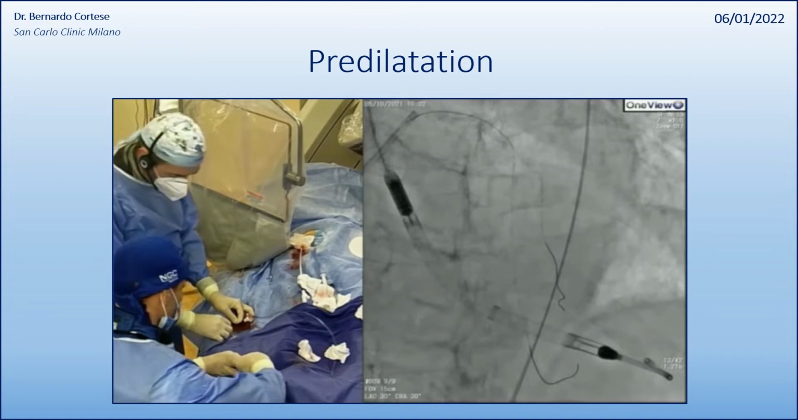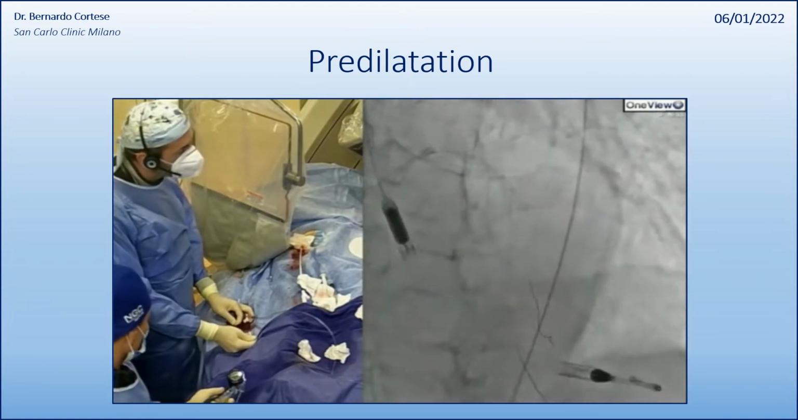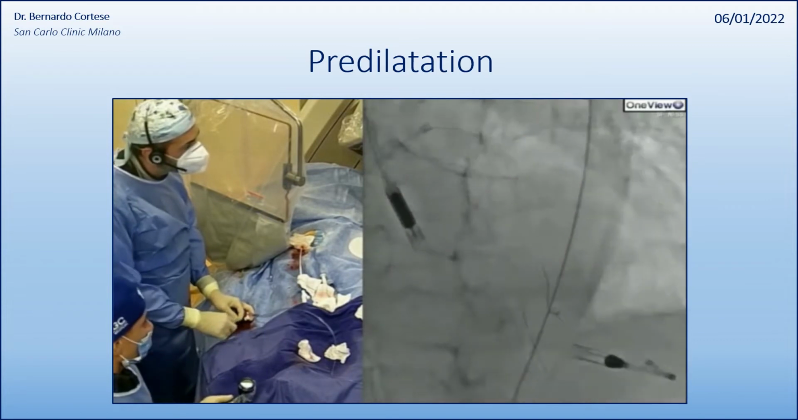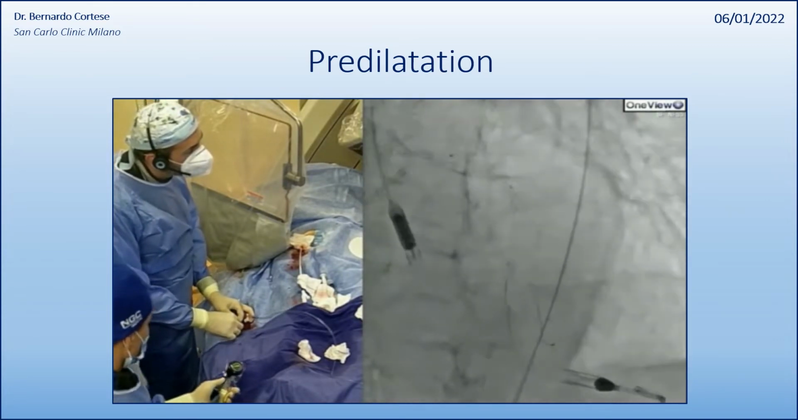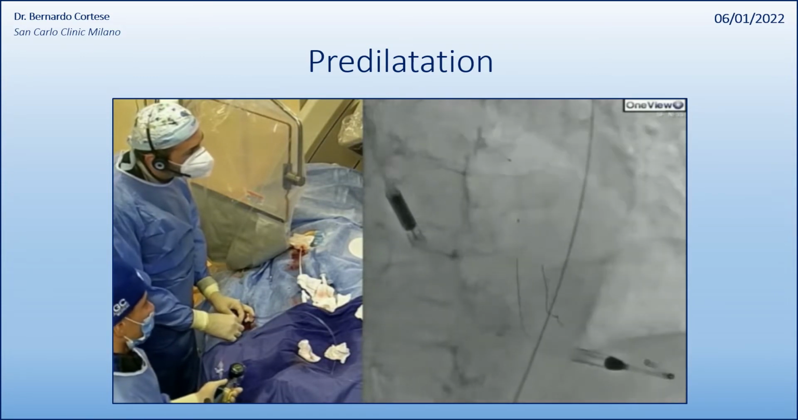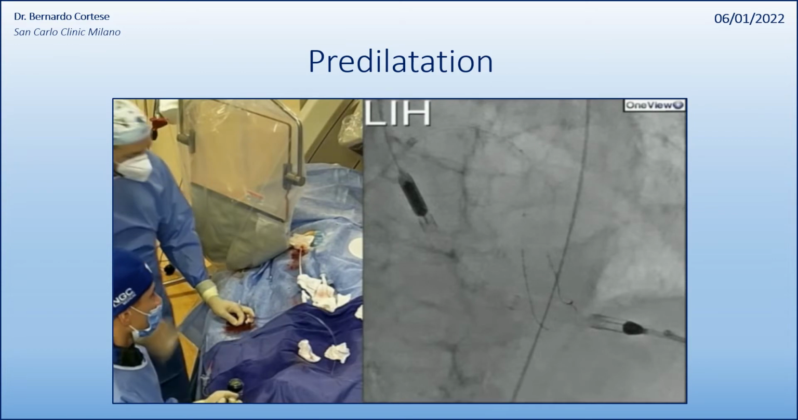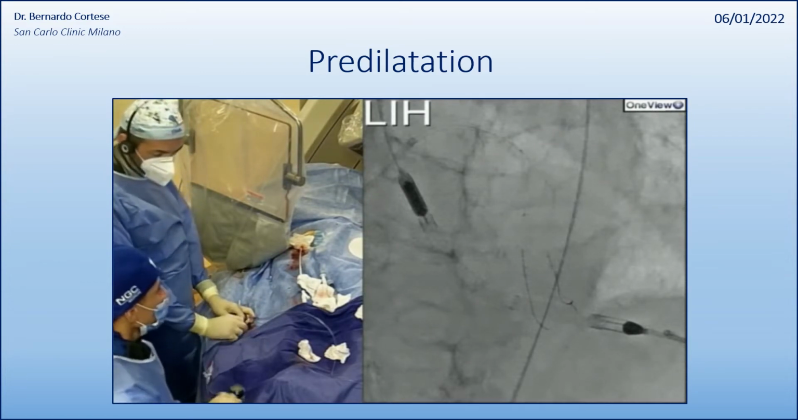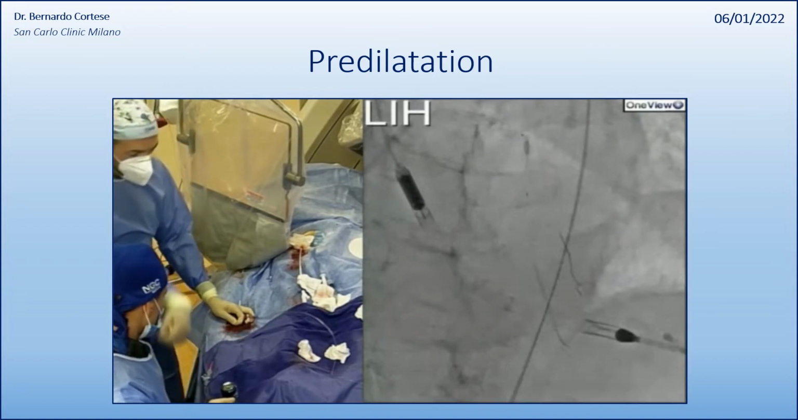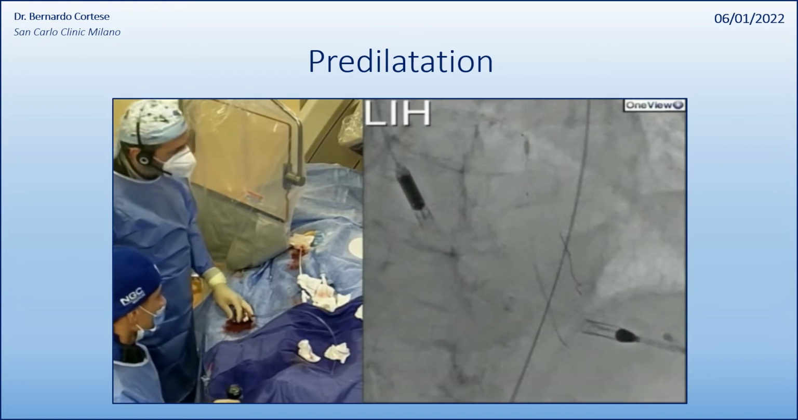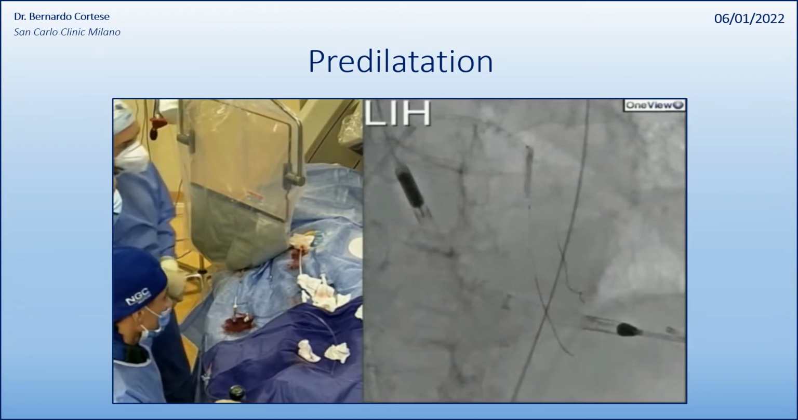So the problem, Bernardo, is that this patient is a high bleeding risk patient, because this bifurcation would probably be treatable at best with a 2-stent strategy. But if we want to avoid 2 stents in this patient, we have to try alternative strategies, such as drug-coated balloon.